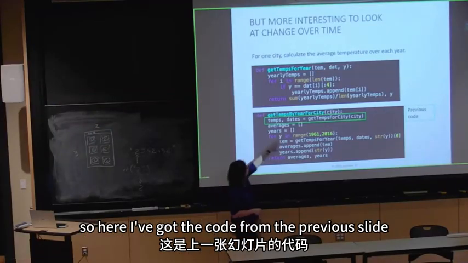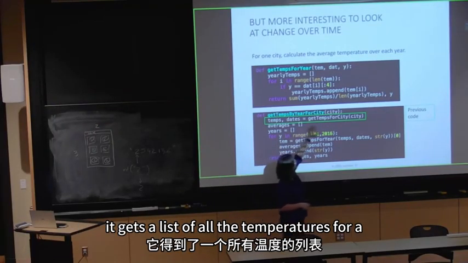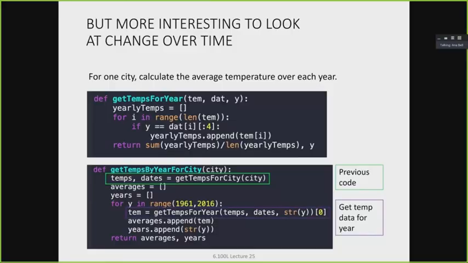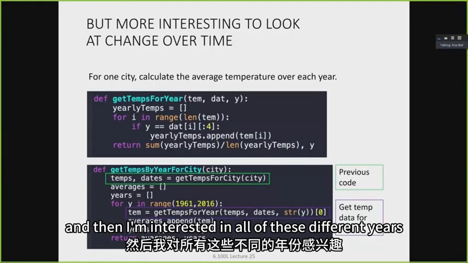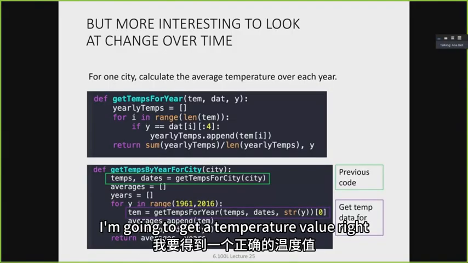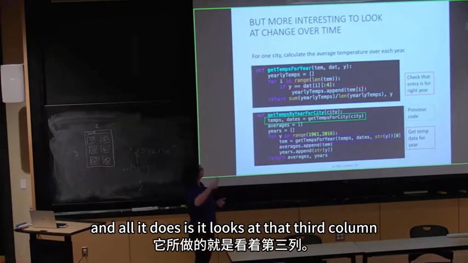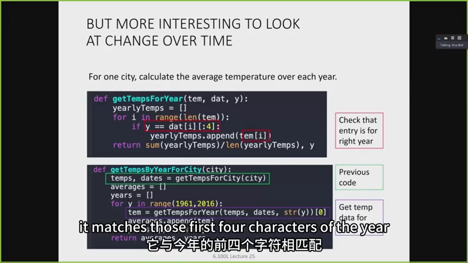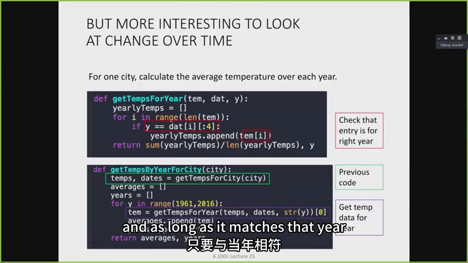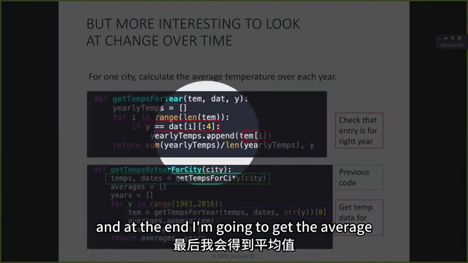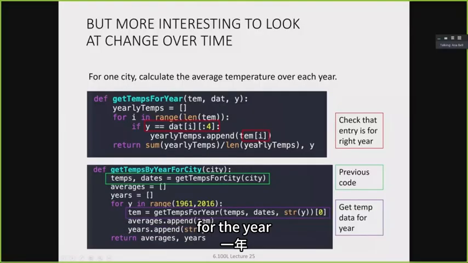So here I've got the code from the previous slide. It gets a list of all the temperatures for a particular city, so over all those 55 years. And then I'm interested in all of these different years. So for each one of these years, I'm going to get a temperature value. This get temps for year is the function up there. And all it does is it looks at that third column and grabs the year. It matches those first 4 characters of the year entry. And as long as it matches that year, then it's going to get added to this running sum. And at the end, I'm going to get the average for the year.